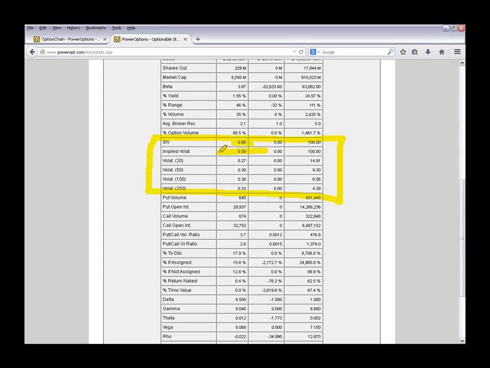Or if you want to look for undervalued options, you might want to be below 0.50. Now, what's interesting, of course, is we look at the historical volatilities down below. So we have implied volatility at 0.59, and then we see that recently our historical volatilities are fairly low. 20-day volatility is only at 0.27 or 27%. The 50-day volatility of all optionable stocks is around 30%, and the 100-day is around 30 as well, and then the 250 is a little higher at 33.